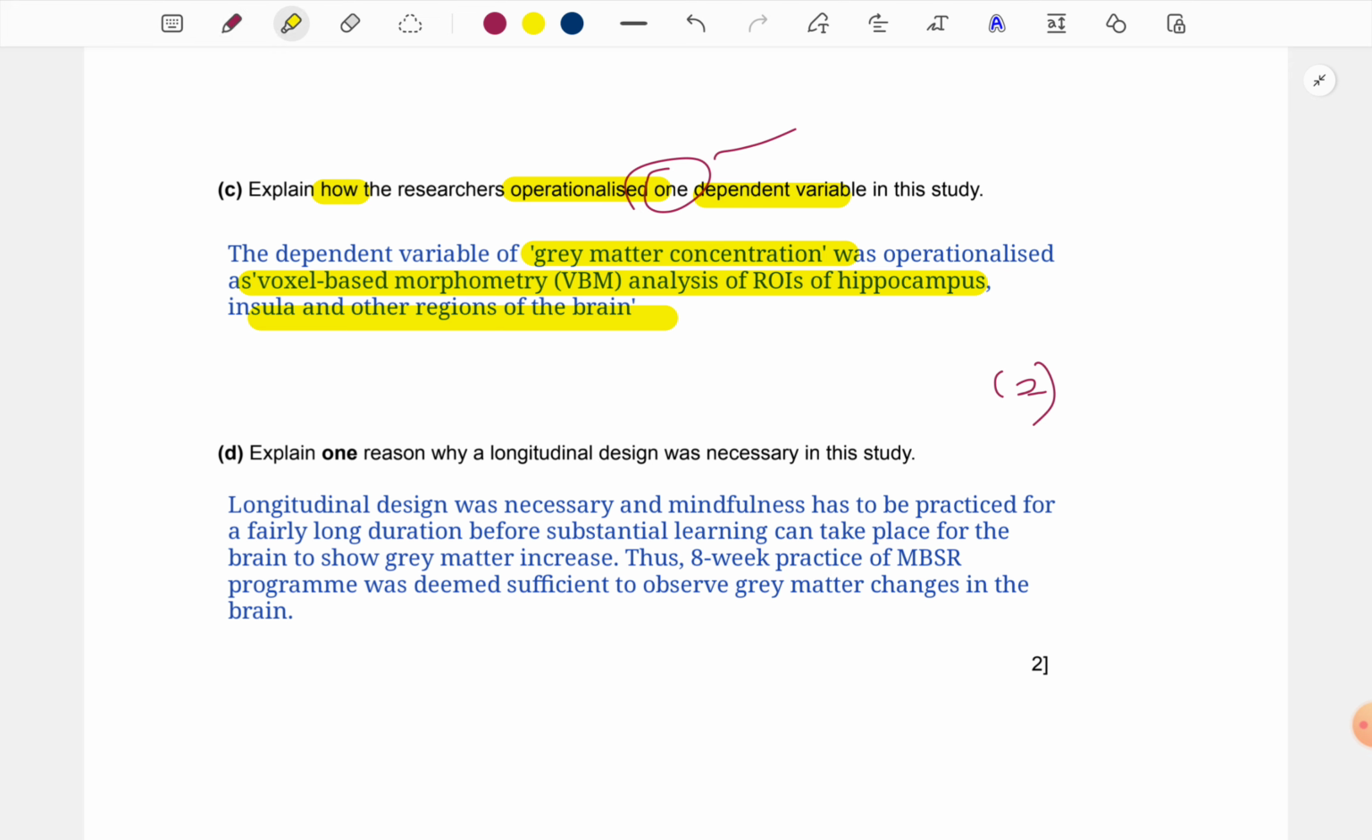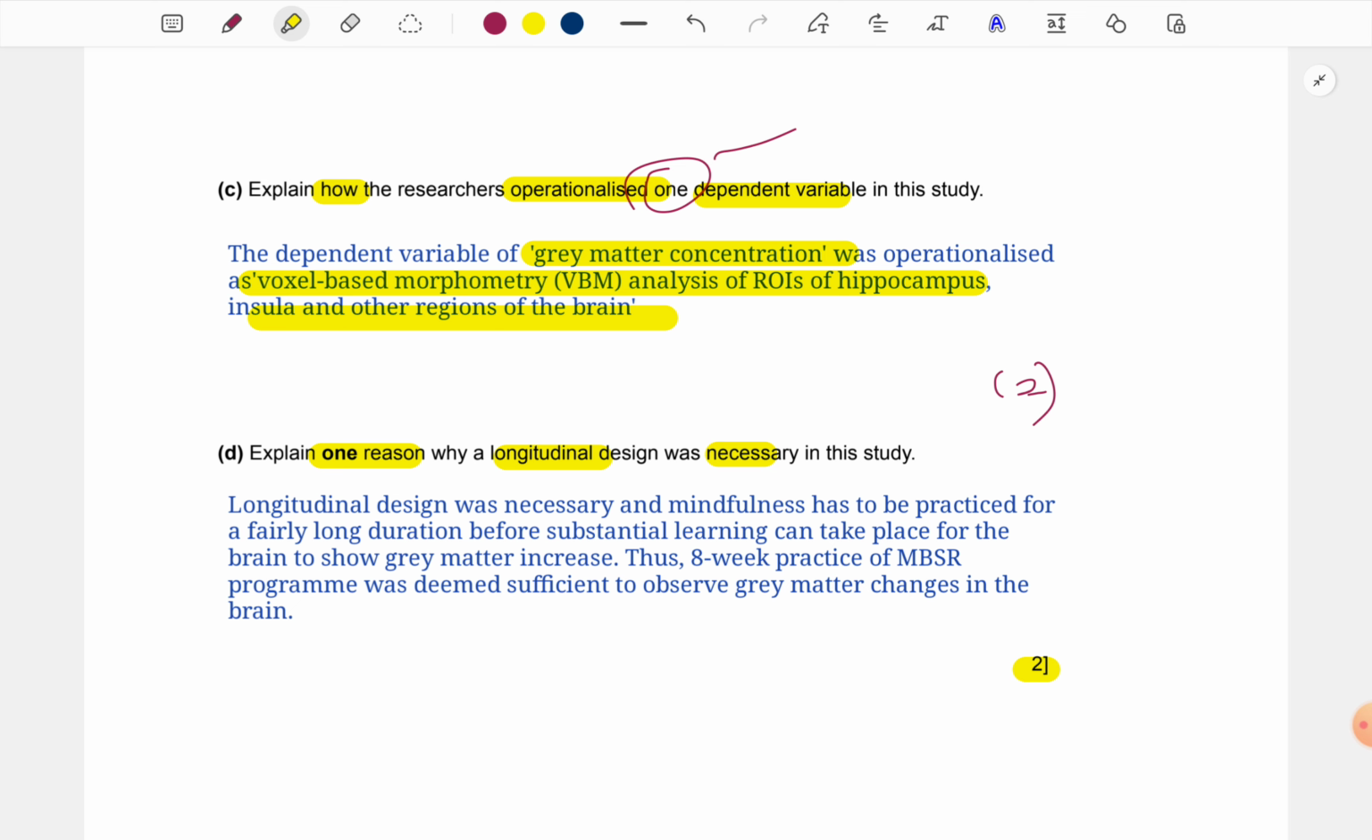The last question I'm going to discuss today is explain one reason why longitudinal study design was necessary in this study. See, generally, why do we do longitudinal? This is quite a simple question. Longitudinal studies are done when something can be observed only after a period of time. Like something is a long or gradual process. So immediately in one session, we can't manipulate something and study the effects. So that is the case here.